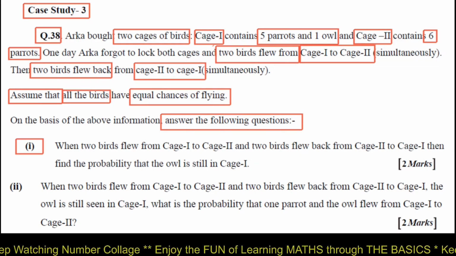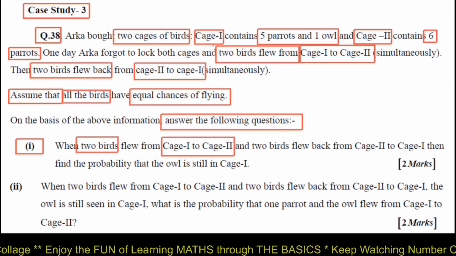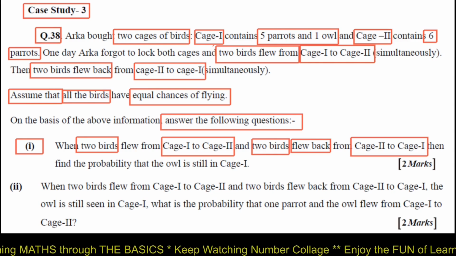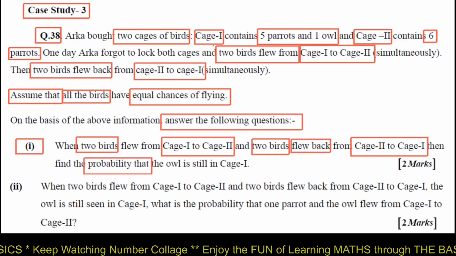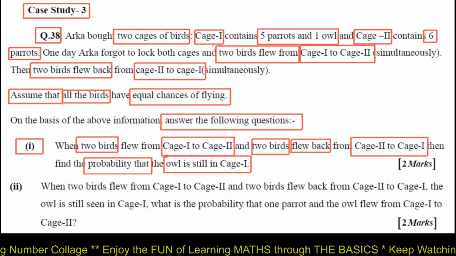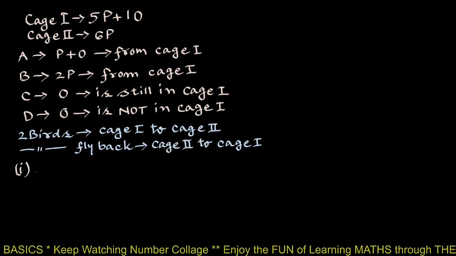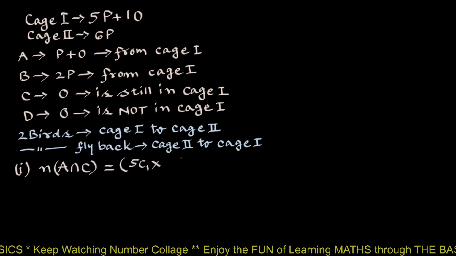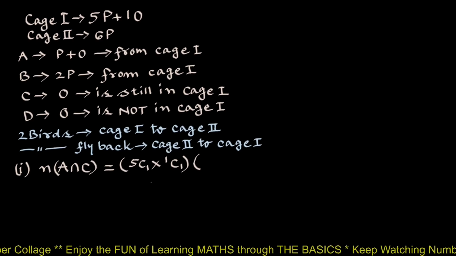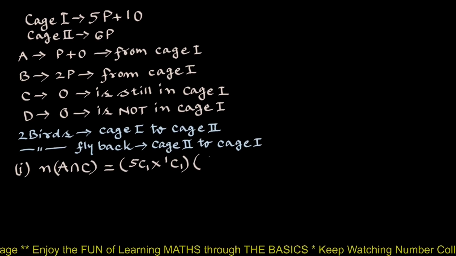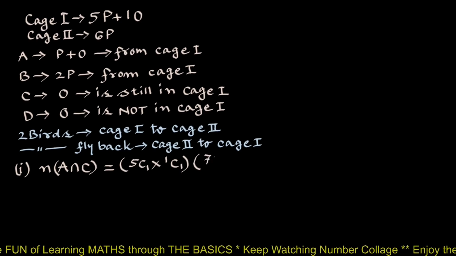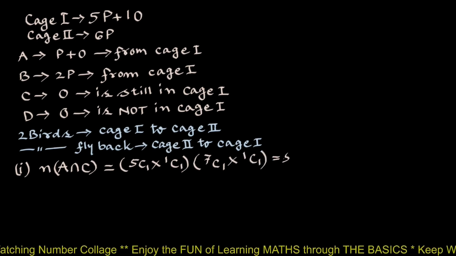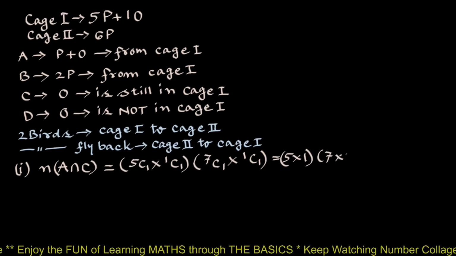Question 1. When 2 birds flew from cage 1 to cage 2 and 2 birds flew back from cage 2 to cage 1, then we have to find the probability that the owl is still in cage 1. So for the answer 1, we have number of elements of A intersection C is equal to 5C1 into 1C1 multiplied by, when two birds fly from cage 1 to cage 2, there will be 5 plus 2, 7 birds in cage 2. So 7C1 multiplied by 1C1, that will be 5 into 1 into 7 into 1, 35.